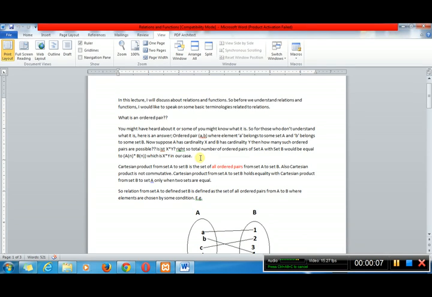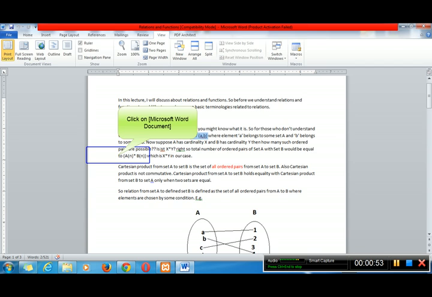Hi guys, today we'll talk about relations and functions. Before understanding what a relation is, we should understand what an ordered pair is. An ordered pair is written as (a, b), where a belongs to some set A and b belongs to some set B.